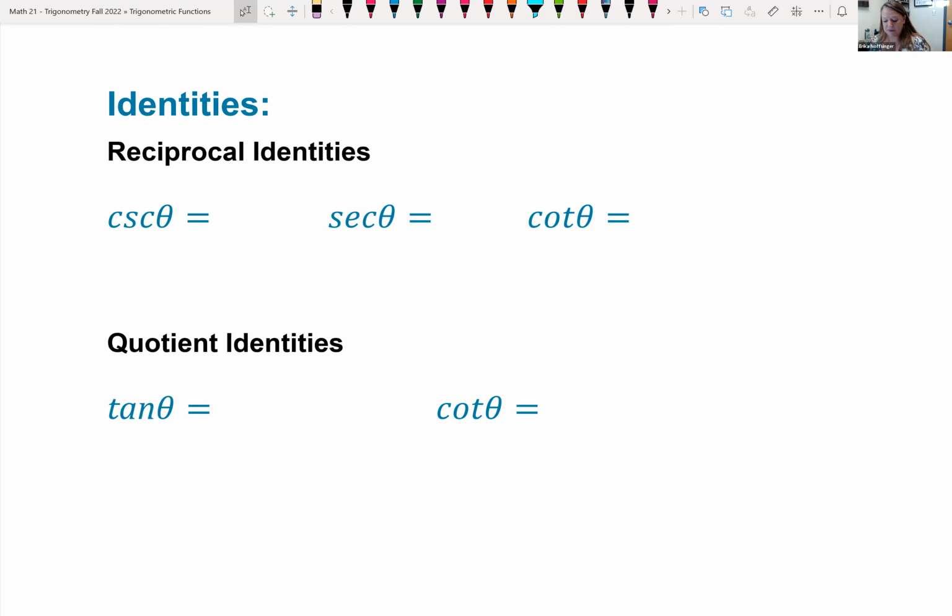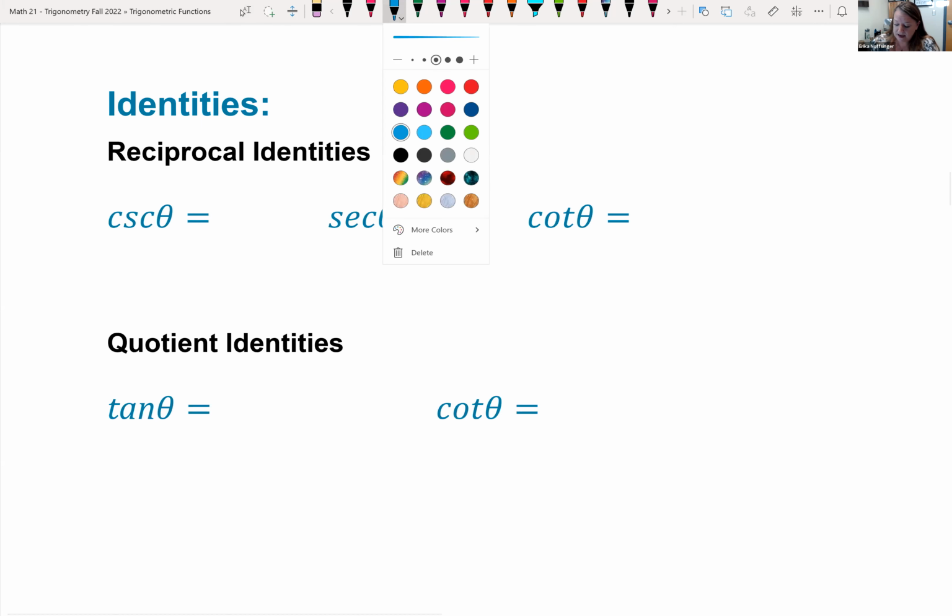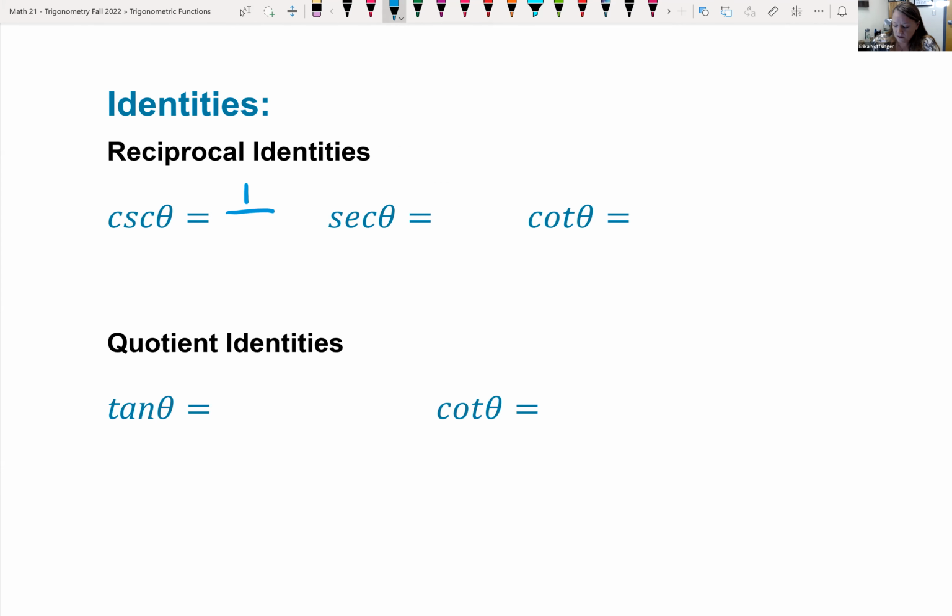So just a recap of what we just saw. We have some identities here. We said that cosecant theta is the same as 1 over sine theta. Secant theta, this one started with S, so this is going to be 1 over cosine theta. Cotangent theta is 1 over tangent theta.